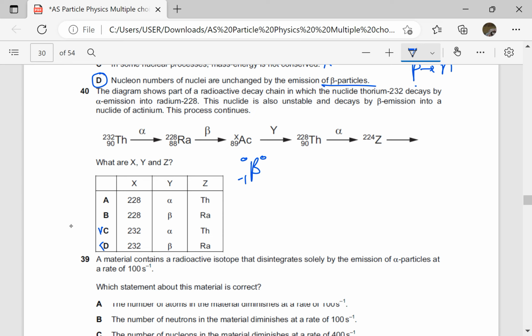Then for Y, the proton number has increased, from 89 to 90. And the nucleon number, remember this was 228, has remained the same. So this must still be beta particles if the nucleon number has remained the same. It can't be alpha. So I have eliminated Y being alpha, so the answer is automatically B.